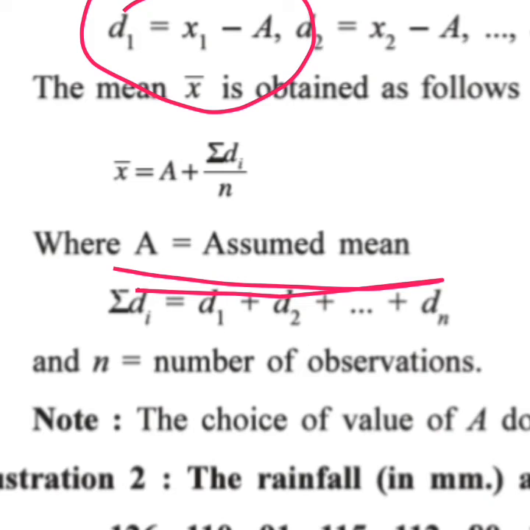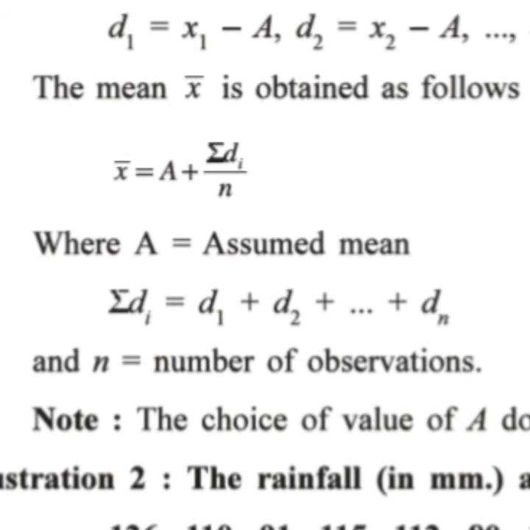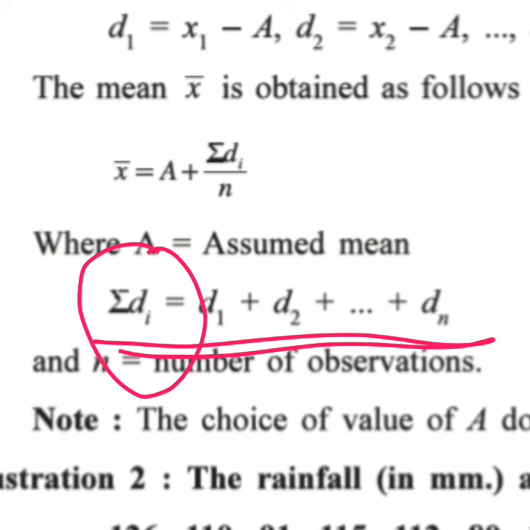Don't worry, children, as we do the sums, you will get to know how to have this assumed mean and what our sigma d is. While we talk about sigma d, sigma is summation. When you add all the deviations, you get sigma d, right? So we will move further now.